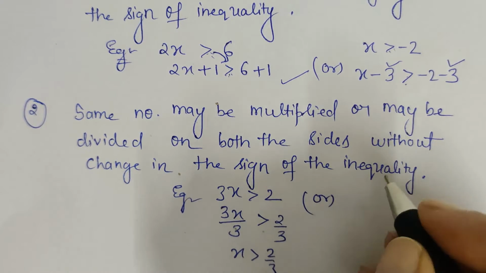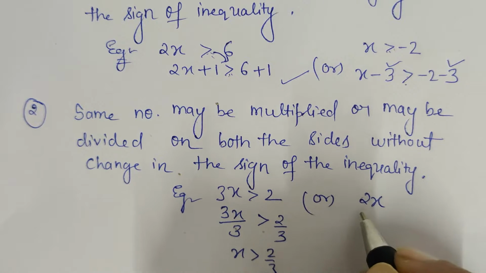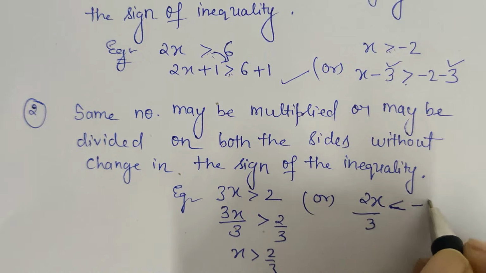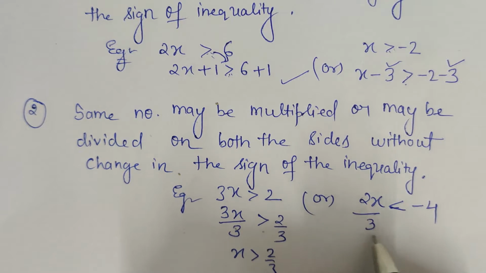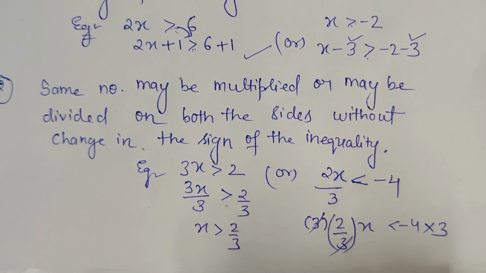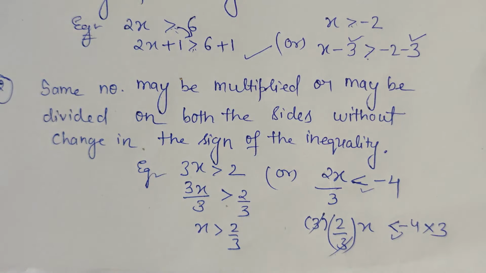Or we can also do it like this, like if I have 2x upon 3 less than -4, suppose. This is the scenario. I want to remove this 3 from the denominator. So to remove this, I have to multiply both the sides by 3, right? So 3 is multiplied, 2 upon 3x, 3 gets cancelled, and the same thing is to be multiplied on the other side as well, and there will not be any change in the sign of inequality. I hope I am making it clear to you all.